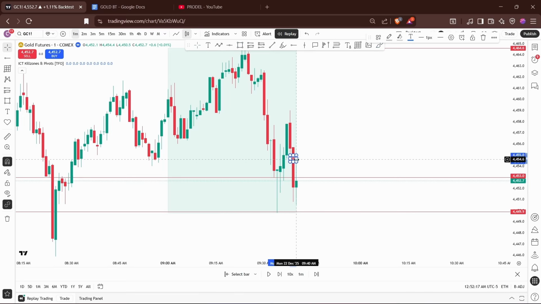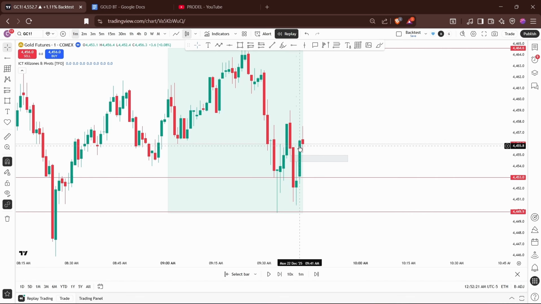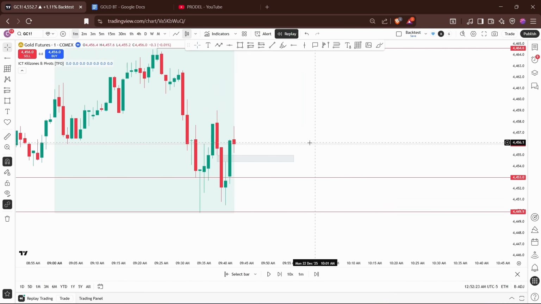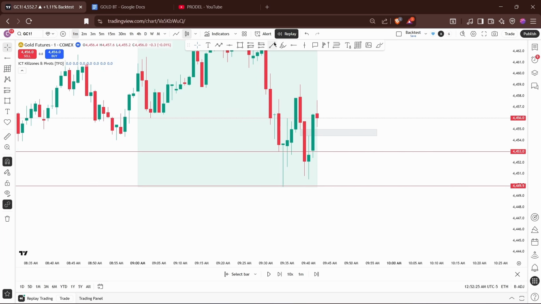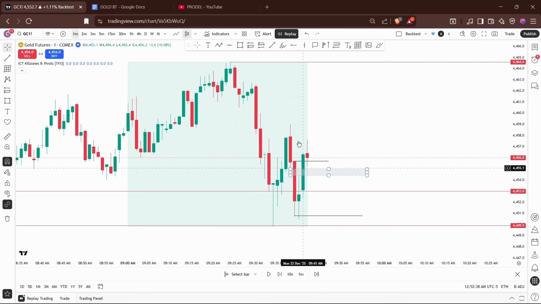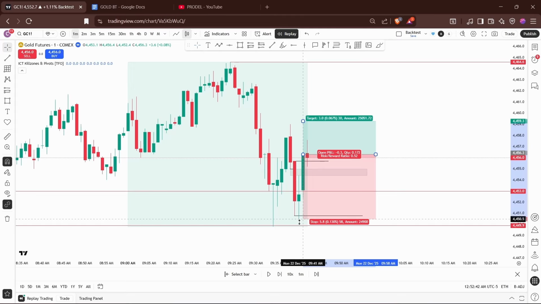Let's look for the entry confirmation 2, which is the inverse fair value gap. Let's wait for the market, yeah, we got the inverse fair value gap, and let's see the candle range. This candle low is closed by this candle, so this bearish candle is the candle range. So the 3 entry criteria are completed.